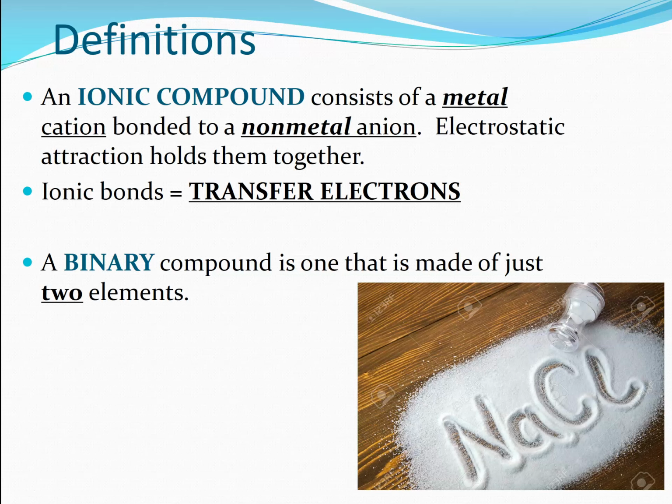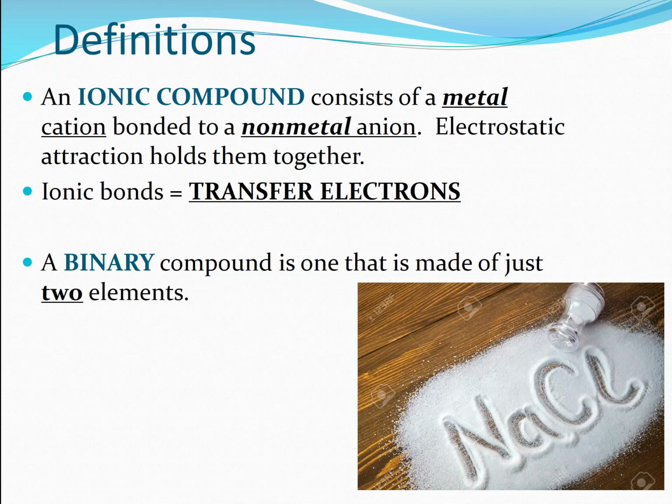That's basically what's happening. Now, another thing that we have to take note of is what a binary compound means. Bi meaning two, a binary compound is one that is made up of just two elements. If you notice on the bottom right-hand corner of the screen, it says NaCl. Well, NaCl, sodium chloride, is a binary ionic compound.